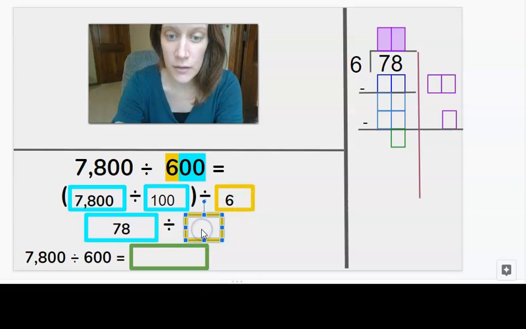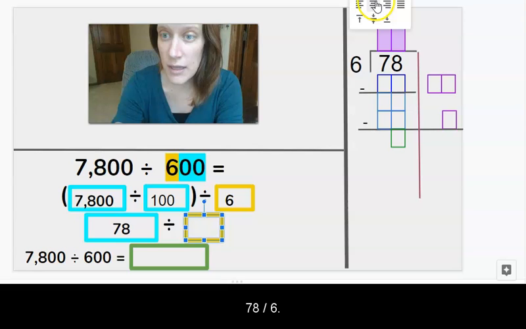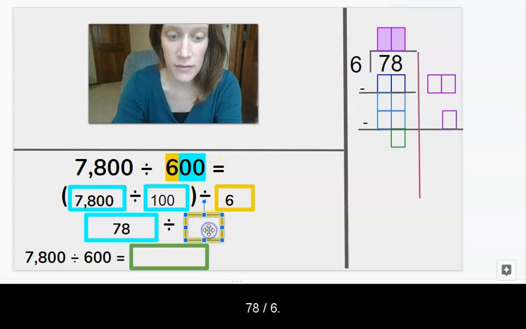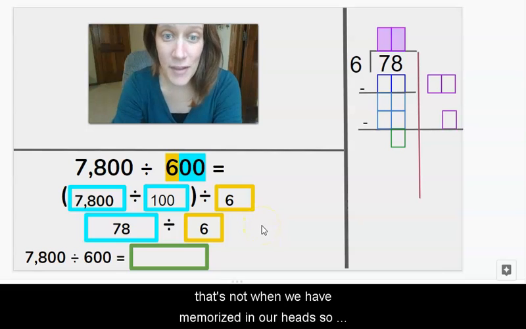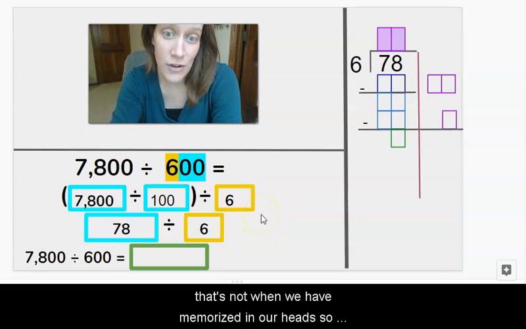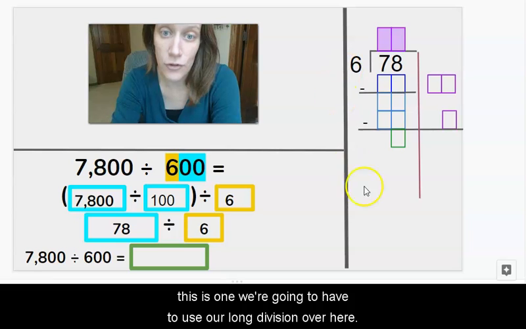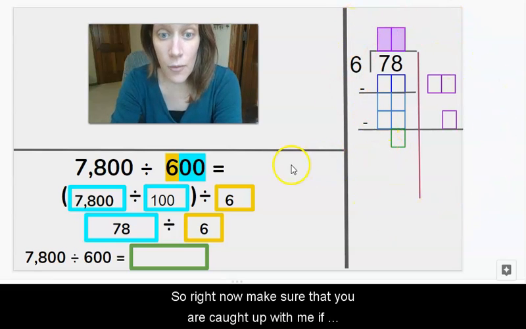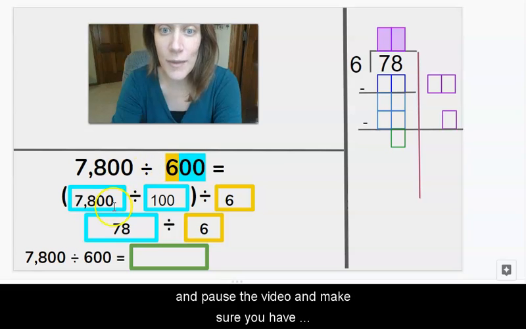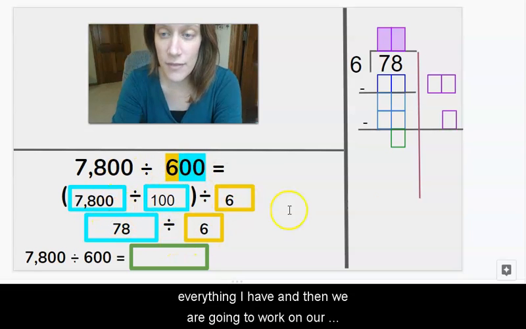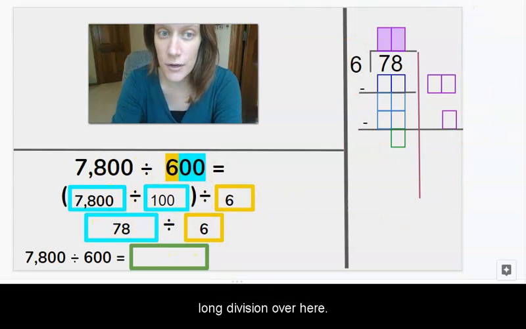So we are doing 78 divided by 6. And 78 divided by 6 is not a basic math fact. That's not one we have memorized in our head. So this is one we're going to have to use our long division over here. So right now, make sure that you are caught up with me. If you don't have everything I have written so far, go ahead and pause the video and make sure you have everything I have. And then we are going to work on our long division over here.